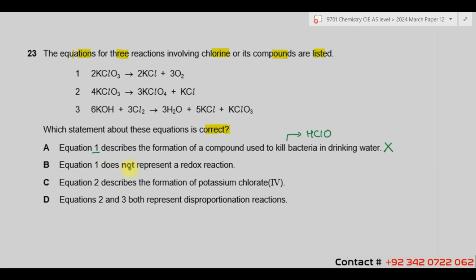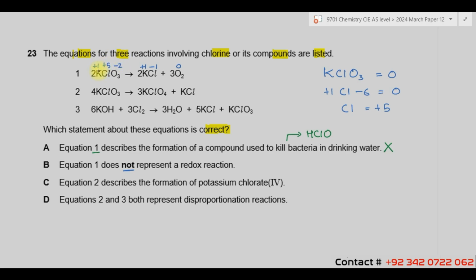B, equation 1 does not represent a redox reaction. Let's see, redox means reduction as well as oxidation. K is +1, Cl is -1, oxygen is 0 as it is molecular. In this part, single oxygen is -2. Let's find this chlorine. So KClO3, overall no charge. Potassium is +1, then we have chlorine, 3 oxygens is -6. So chlorine -5 equals 0, or chlorine equals +5.